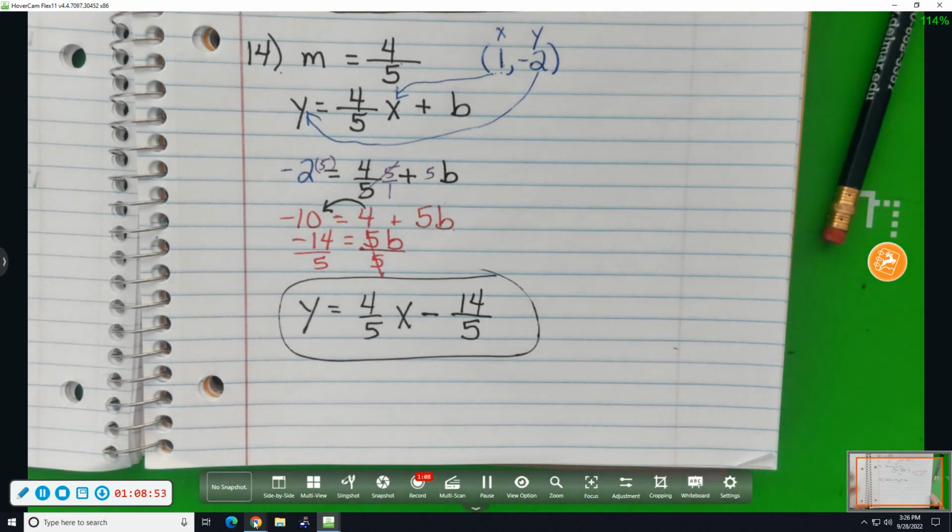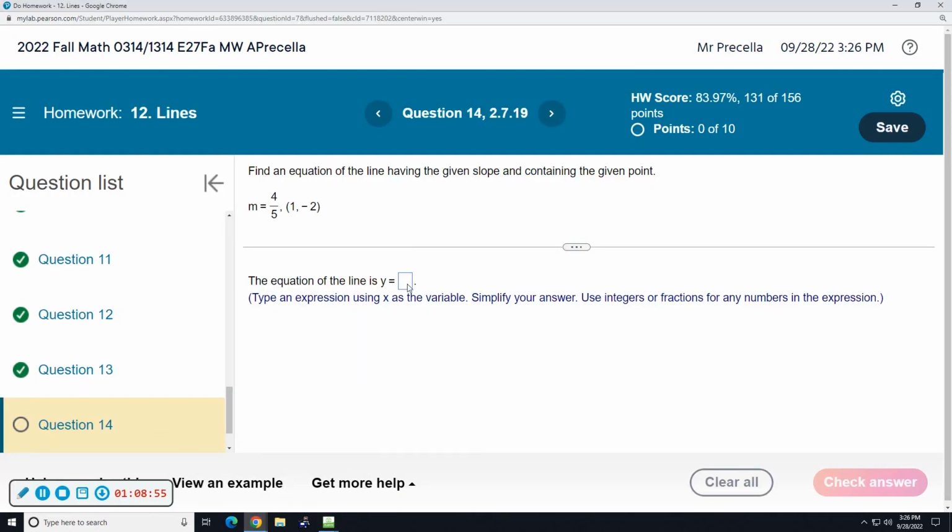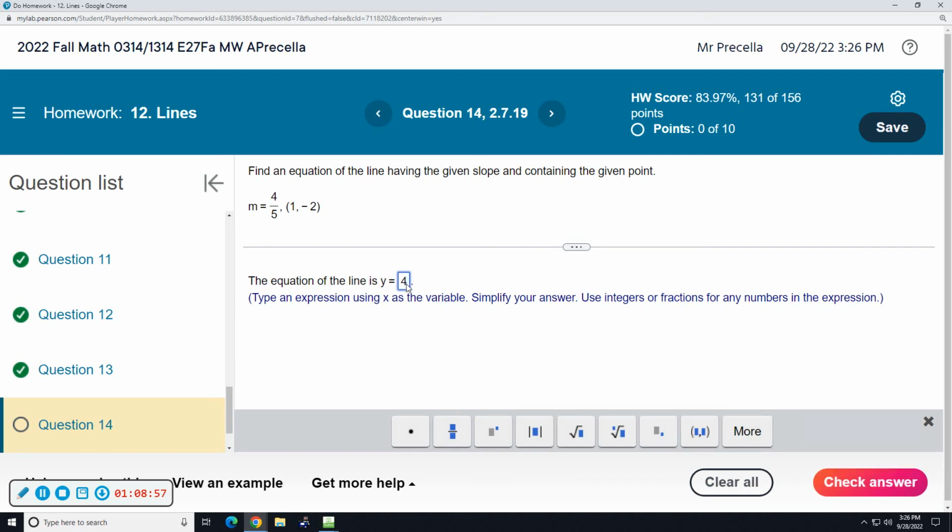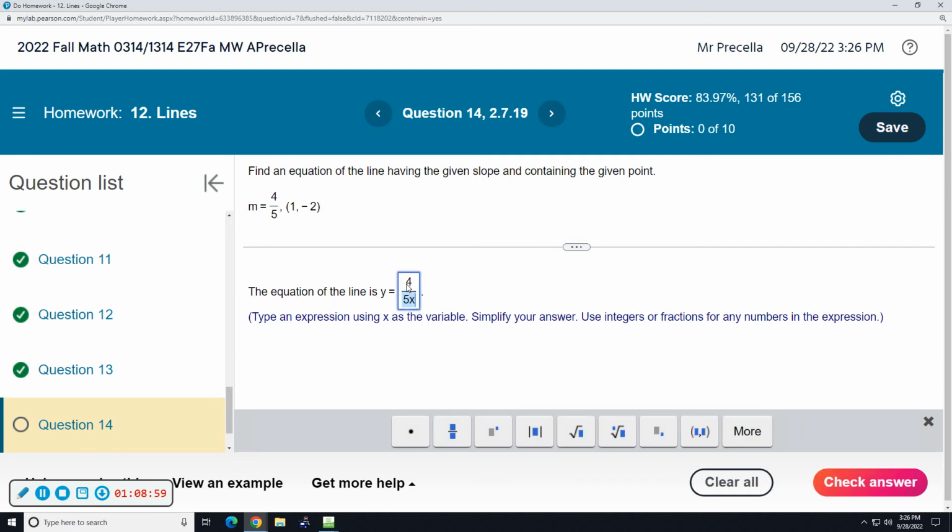So type it in. Let's see. So we have a 4/5. Don't type the x in the denominator, okay? We haven't mentioned that. You need to get out of that denominator using a right arrow before you type your x, minus 14/5.